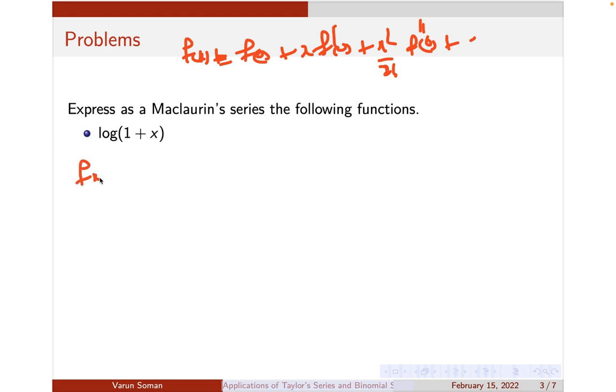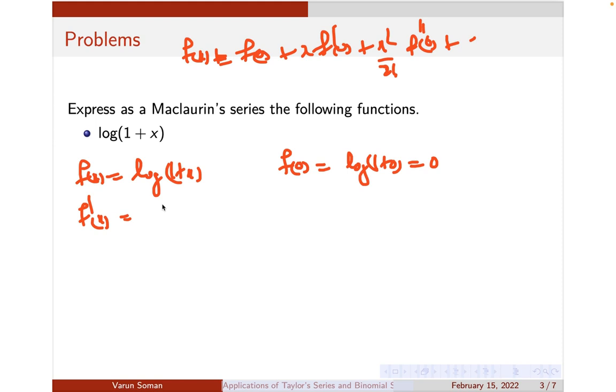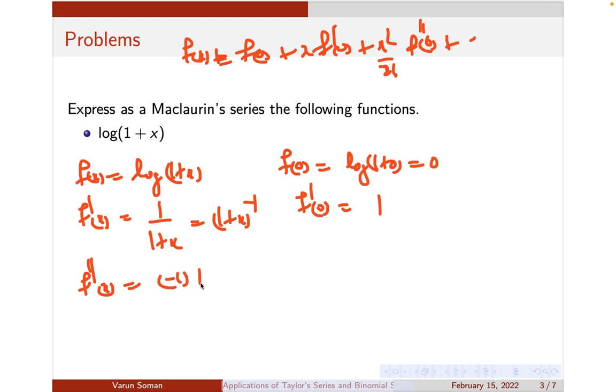So your f of x here is actually log 1 plus x, and your f of 0 is actually log 1 plus 0, so it is actually log 1, which is 0. And what is your f dash of x? F dash of x is 1 by 1 plus x, or simply it is 1 plus x raised to minus 1. So f dash of 0 is equal to 1. And what is f double dash of x? F double dash of x is equal to, if you take derivative of this, minus 1 into 1 plus x raised to minus 2. So f double dash of 0 will be simply minus 1.